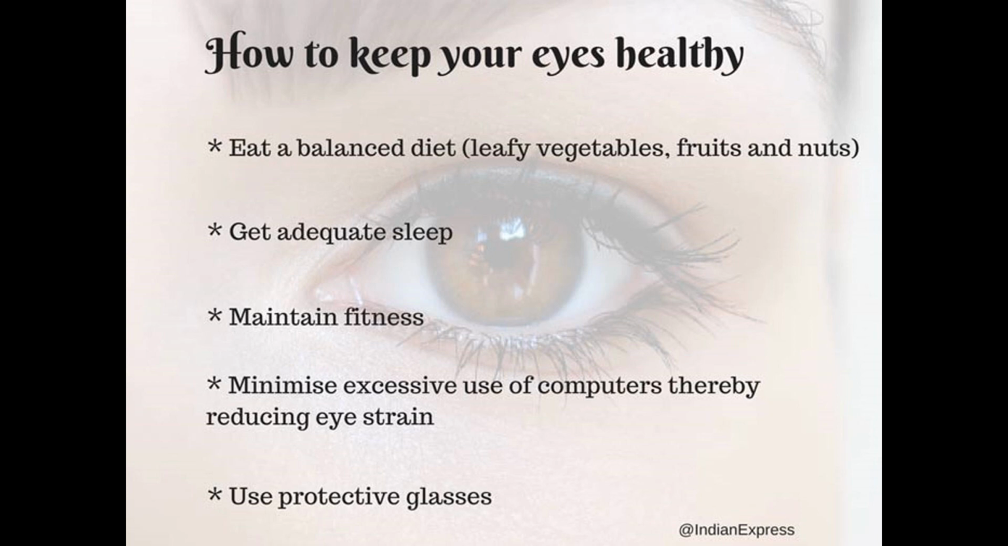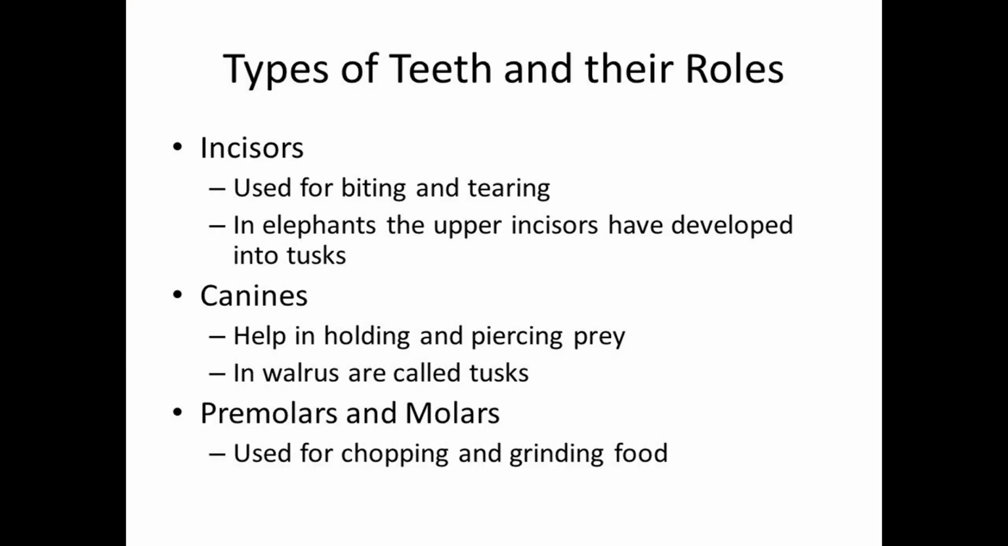And use protective glasses. Then we continue with today's lesson and go into the types of teeth and their roles. We have the incisors, which are used for biting and tearing. In elephants, the upper incisors have developed into tusks. Then canines, which help in holding and piercing prey; in walruses, they are called tusks. Then premolars and molars are used for chopping and grinding food.